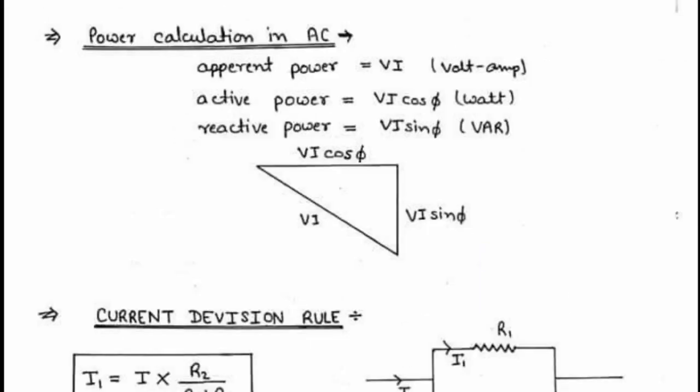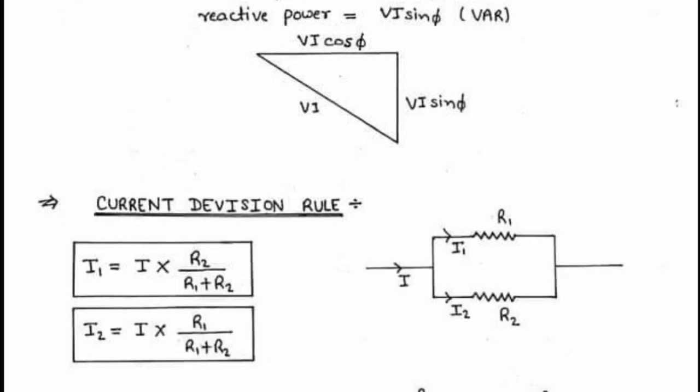Power calculation in AC. Apparent power equals VI, the unit is volt ampere. Active power equals VI cos phi, watt. Reactive power equals VI sin phi, VAR. The unit of reactive power is kVAR, MVAR as bigger units, and the smaller unit is VAR. The unit of real power or true power is watts or kilowatts or megawatts. The power triangle indicates VI cos phi as real power, VI sin phi as reactive power, and apparent power as the hypotenuse. Power calculations in AC and power triangle.